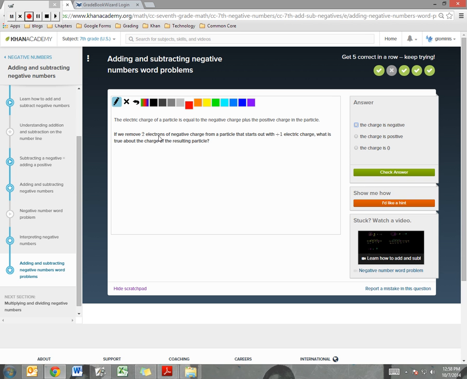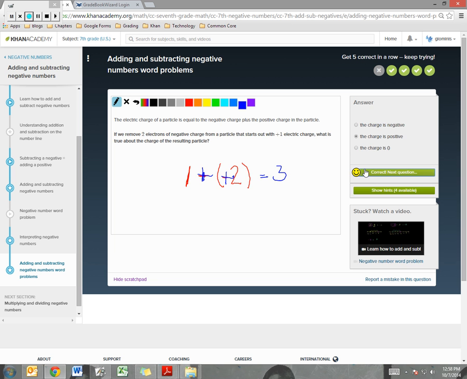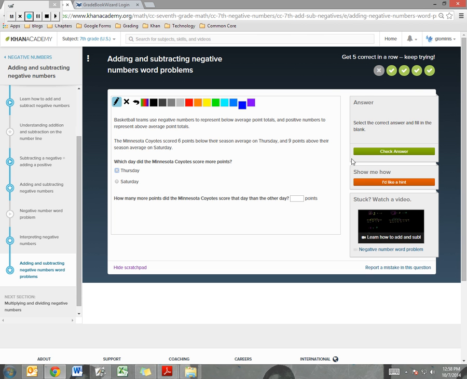Electric charge one again. We're removing 2 electrons of negative charge from a particle that starts out with positive 1. So we're starting with a positive 1, correct? We are removing 2 electrons of negative charges, so we are removing negative 2. So keep, change, change. 1 plus 2 is 3. That is a positive 3. Let's see if we get it right. Yes. And let's do another example here.